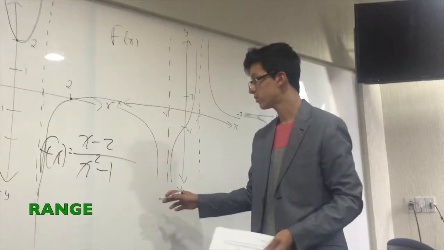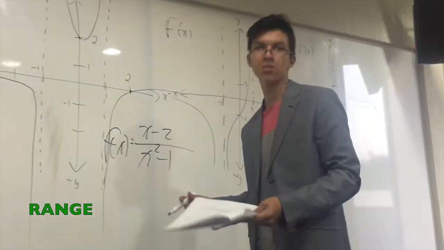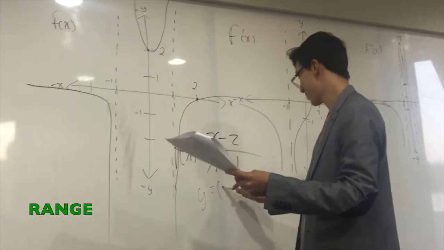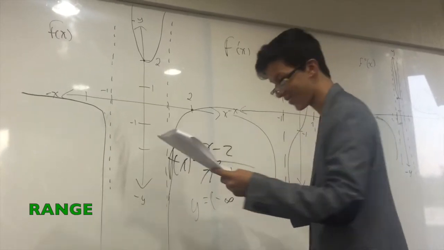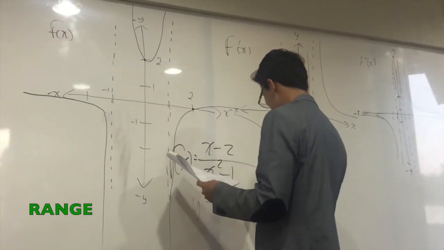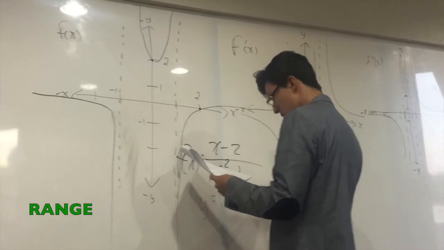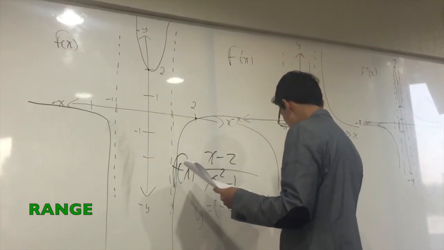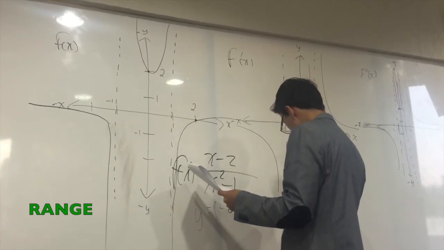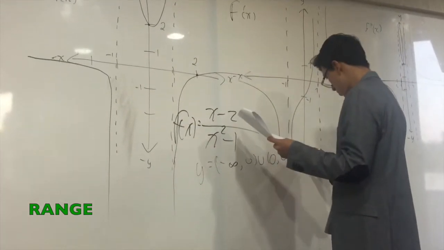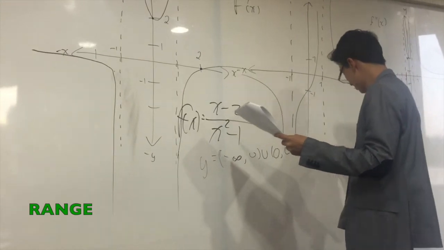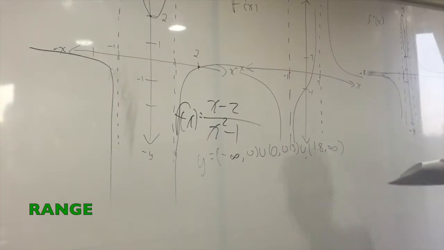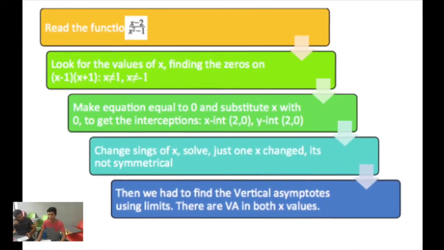Tell me the range. You know what? It's too easy. I will tell you. Y is equal to minus infinity, comma 0, union 0, comma 0.30, union 1.8, comma infinity.